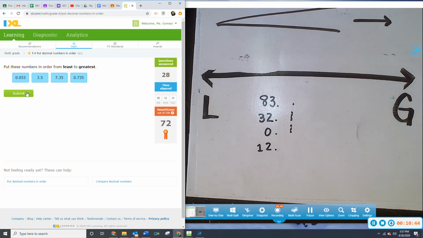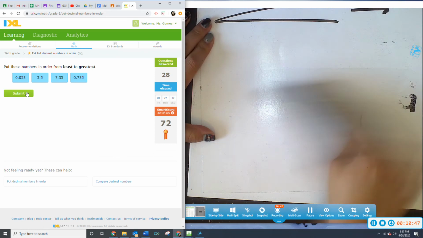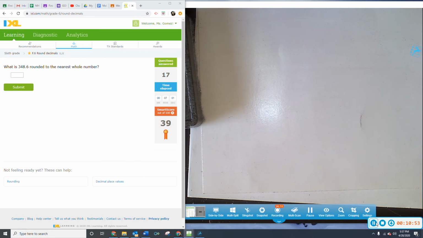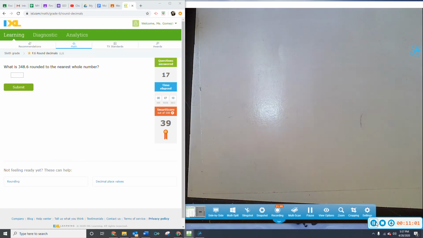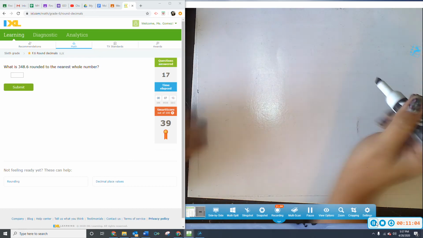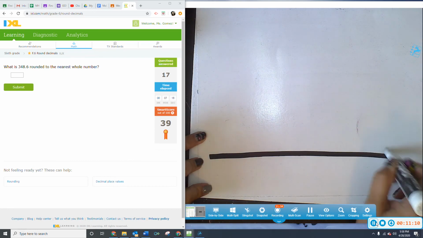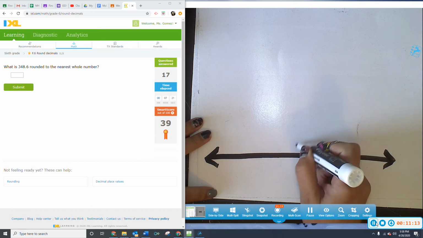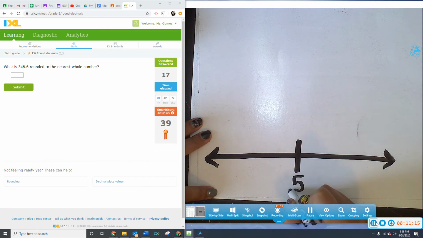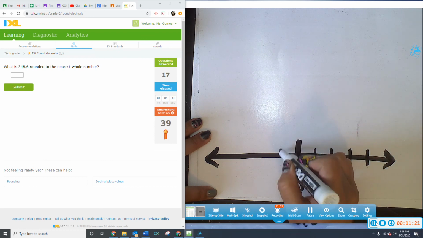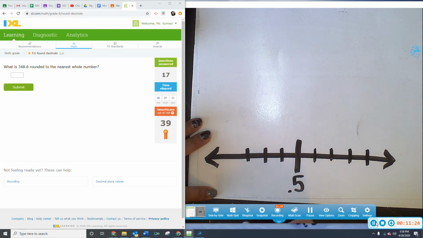All right, I'm going to go ahead and move on to F.6, which is rounding decimals, and it starts off very easy because you're just rounding decimals to the nearest whole number. Now, one thing to remember is whenever you're trying to round, the special number is 5. 5 is our halfway point. In this case, it's going to be 0.5, and then 0.6, 7, 8, 9, and 4, 3, 2, 1.